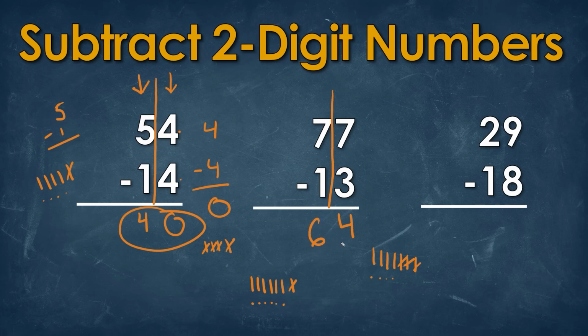So 77 minus 13 is 64. Now let's try the values here on this right question. We put a line down the middle. We look at the right side first, so we have 9 minus 8. We could do tick marks, so we have 3, 4, 5, 6, 7, 8, 9. Remove 8 of those, and we are going to be left with 1. So 9 minus 8 is 1.